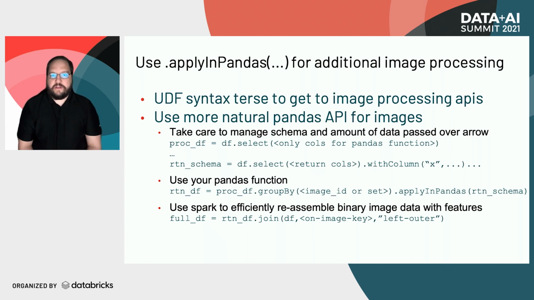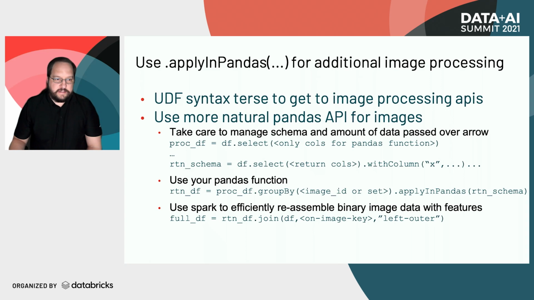So you can have the luxury of integrating with your image processing libraries, Pillow or CV2 or something like that, while still being able to work at scale. Using this applying Pandas function, which we'll show you, avoids some of the technical syntax that itself can become a barrier to doing something beyond a scalar UDF function. And then, like I said, it allows you to use the APIs that you're comfortable with.